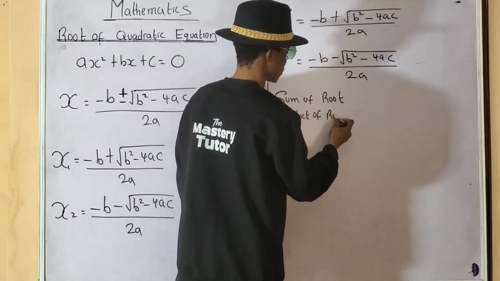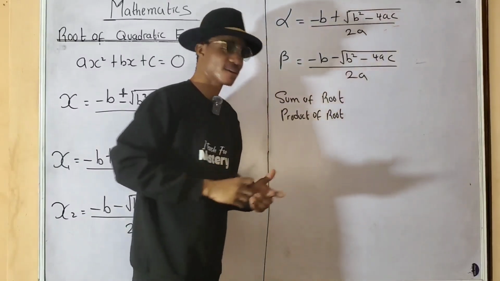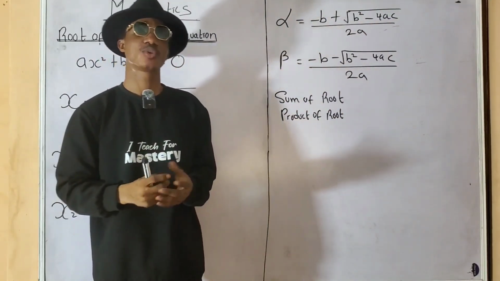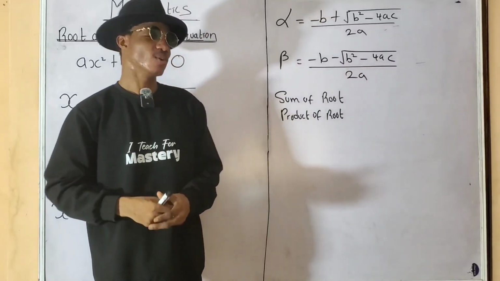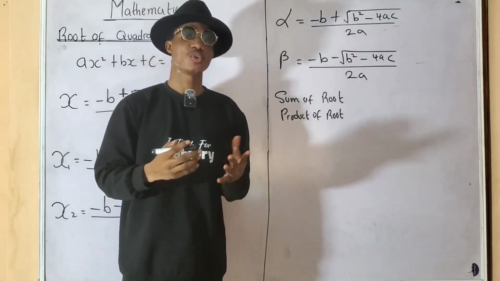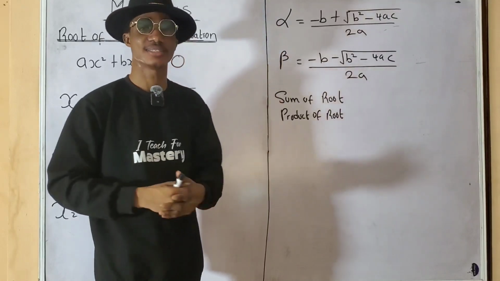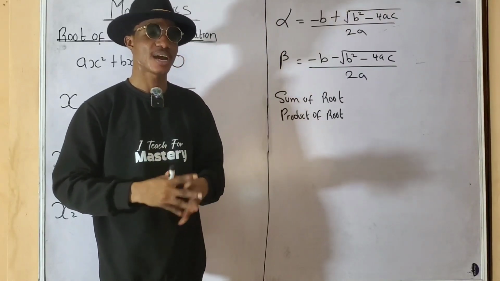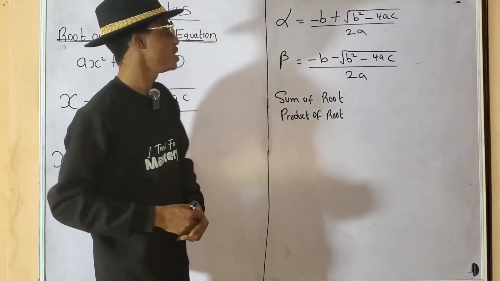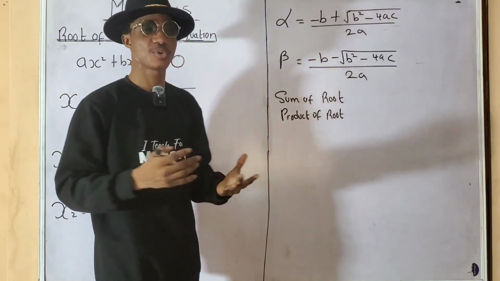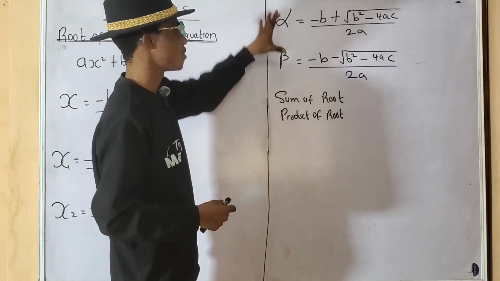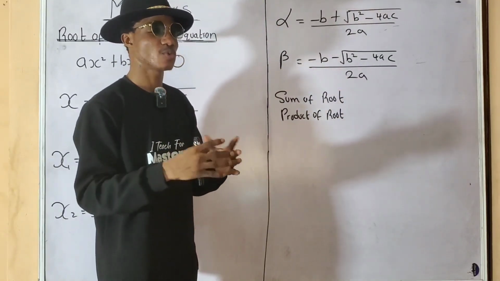Now we want to look at a concept called the sum of roots and the product of roots. You know that in every quadratic equation, we always obtain two roots. Are you following? So if we have two roots, alpha and beta, as the roots of a quadratic equation, if we take the product of these roots, what are we going to have? If we take the sum of these roots, what are we going to have? That is what we want to examine now.